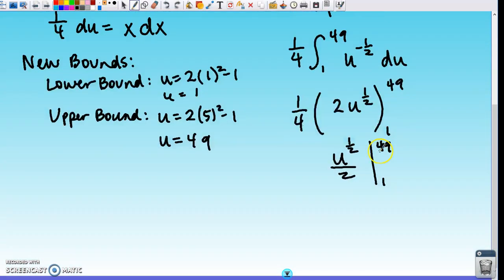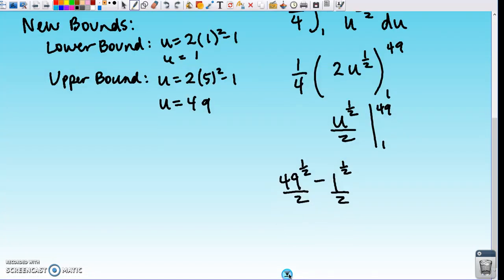Then I can plug in my bounds here. I can plug in 49 to the 1/2 minus 1 to the 1/2, both of those over 2. So 49 to the 1/2 is 7, so 7/2 minus 1/2, that's 6/2, so my answer is 3.